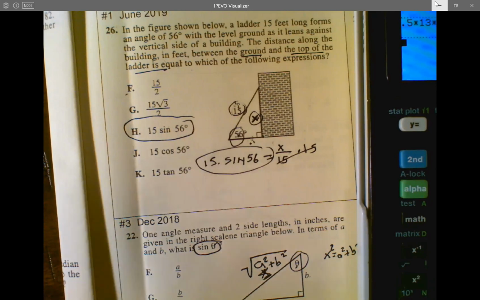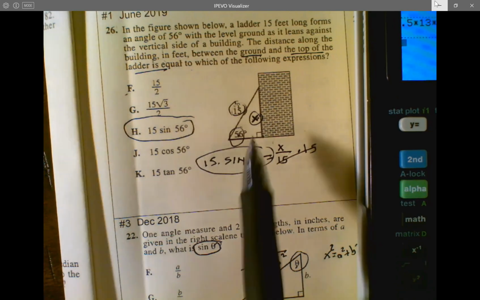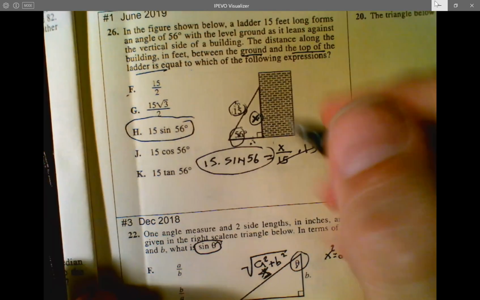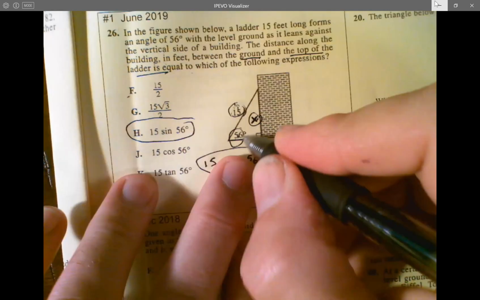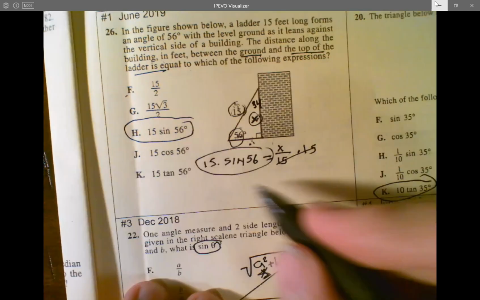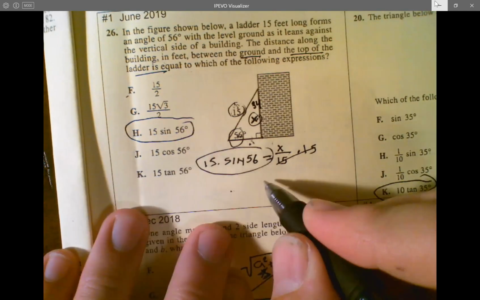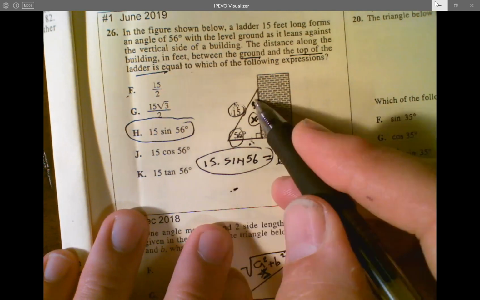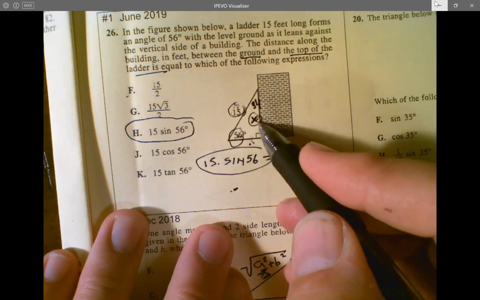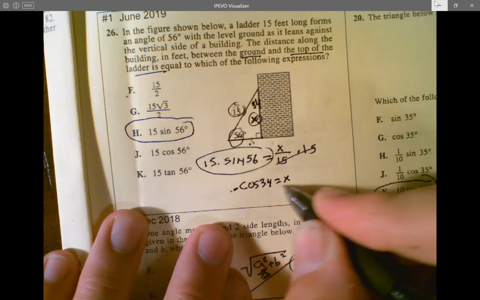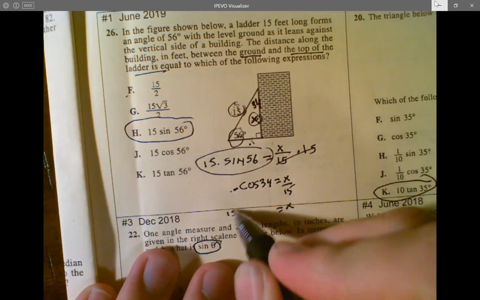Oh, yeah, you could. I've only seen one time, that'll be fine as long as the angle here is still 56. Here's one thing. I saw ACT do a question like this, not for very long, but once in a while. So this angle is 56. That means this angle here is 34. And they did the cosine of 34 equals X over 15. And so they said X equals 15 times the cosine of 34.